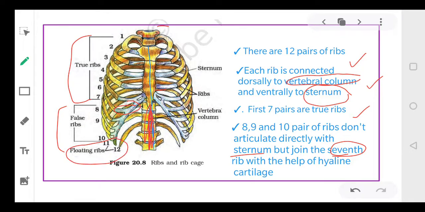Then the 2 ribs, that is your 11 and 12, just look into the diagram, the 11 and 12 they are called as floating ribs, right? They are called as floating ribs because they are not connected ventrally. ये आपकी floating ribs हैं, ये वेंट्रली स्टर्नम से कनेक्ट नहीं होती हैं। ओके। So you have 7 pairs of true ribs, 3 pairs of false ribs and 2 pairs of floating ribs. ठीक है, 2 पेयर आपके पास फ्लोटिंग रिब्स हैं, 11th और 12th आपकी फ्लोटिंग रिब्स हैं, 1 to 7 आपकी ट्रू रिब्स हैं, 8 to 10 आपकी फॉल्स रिब्स हैं.